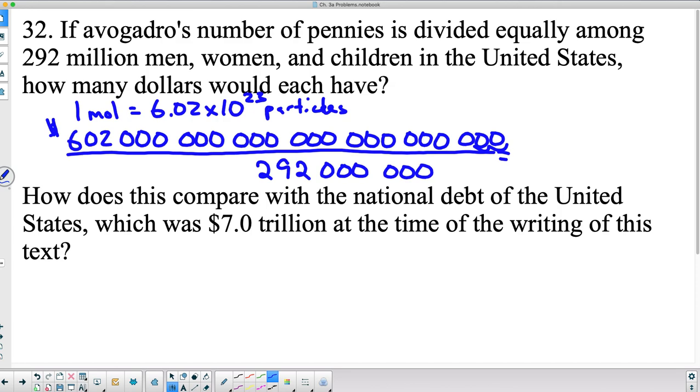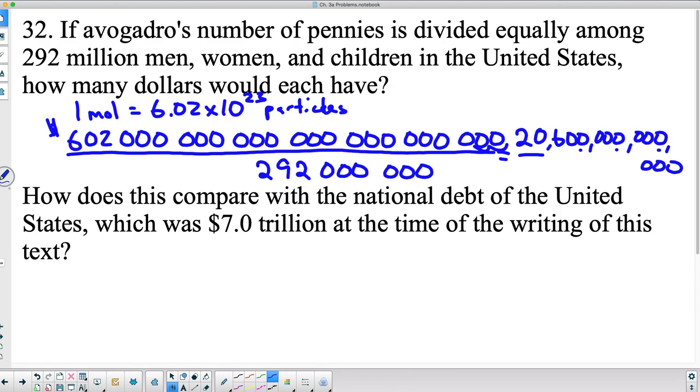Now I still get the same, so let's do it like this. That would give me 2, 1, 2, 3. I think there's one more set of 1, 2, 3. So this would be thousands, millions, billions, $20 trillion each man, woman, and child would get if we had Avogadro's number of pennies and divide them equally among 292 million men, women, and children.